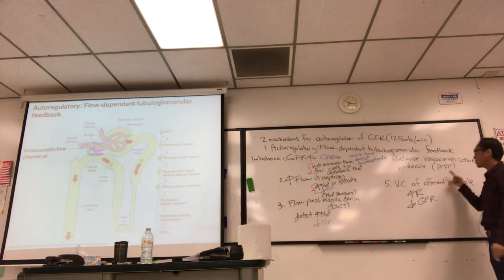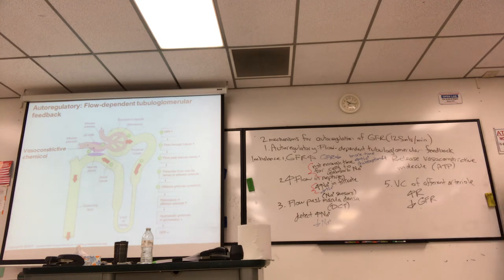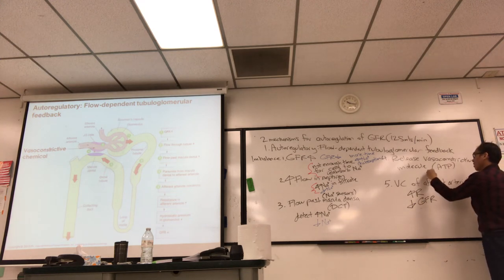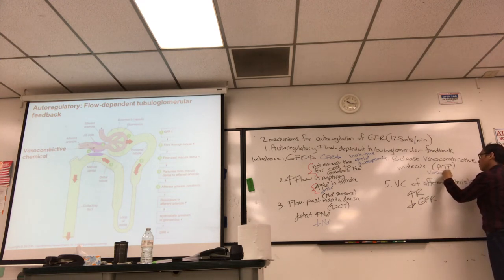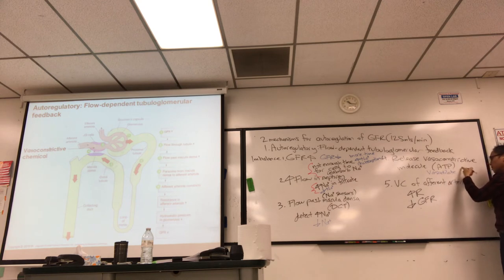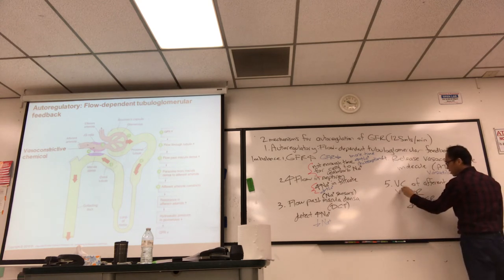And just assume that instead of releasing a vasoconstrictive... What's the anatomy or physiology word that's opposite of vasoconstrict? Vasodilate. So just release something. I don't even know what it is. It could be nitric oxide increases. I don't know. Vasodilate. If you vasodilate, I'll change VC to VD.